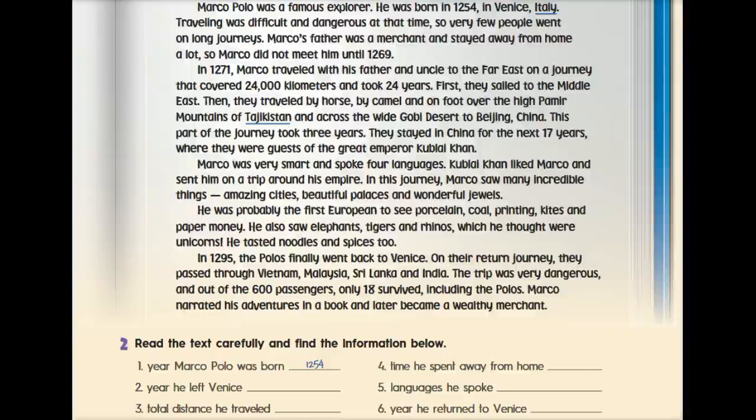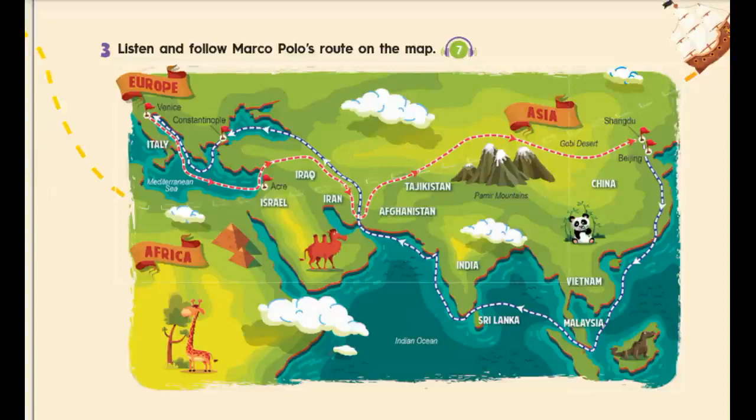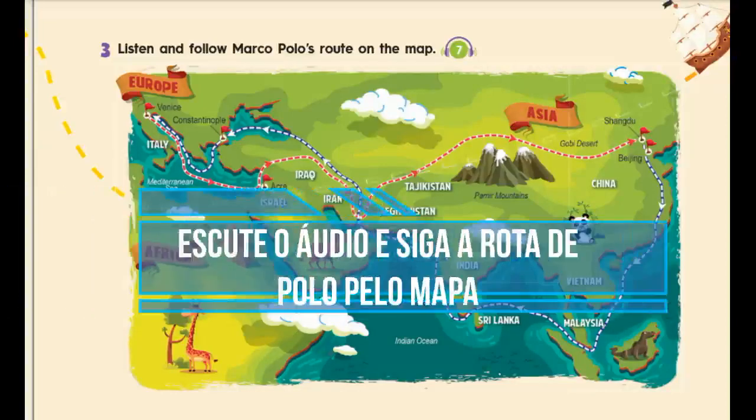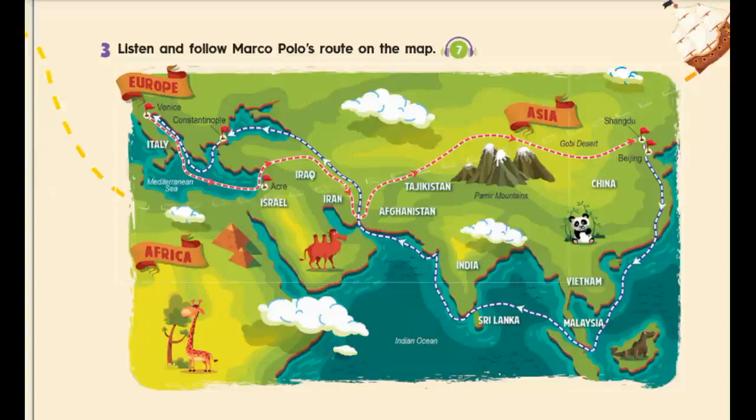Let's check now the activity on page 17. Let's check another activity now. Listen and follow Marco Polo's route on the map. I have the routes of Marco Polo here. I'm gonna play the audio and put it for you on the map. Let's play track number 7 now. Here we go.